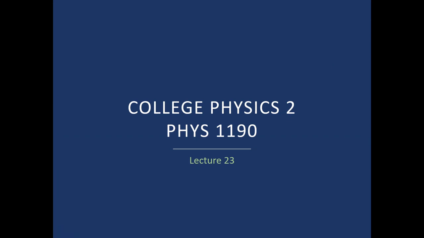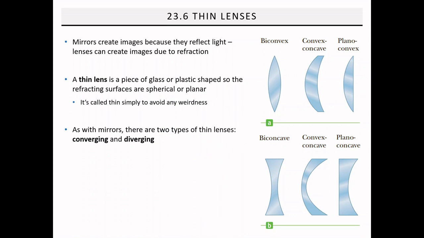Hello everybody, this is the video for lecture 23, and today we are going to finish chapter 23. In the last video we learned all about how mirrors can create images because of the ways they bend light. Mirrors do this because of reflection.